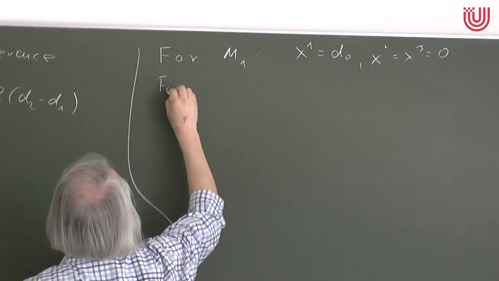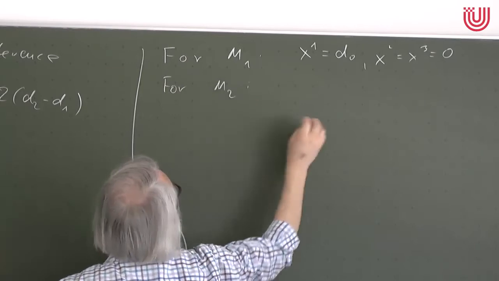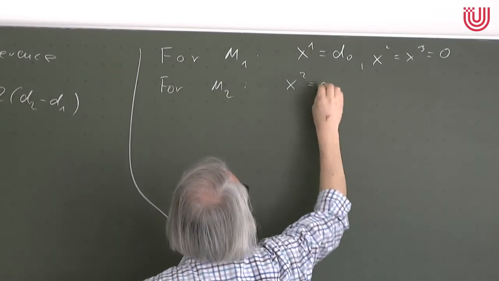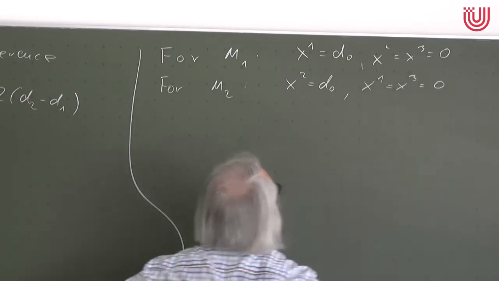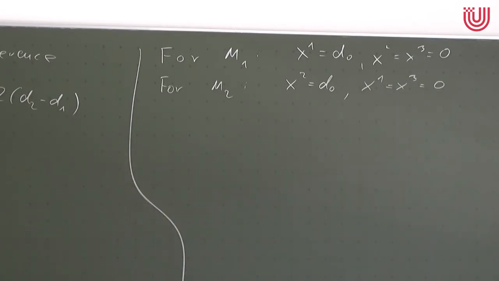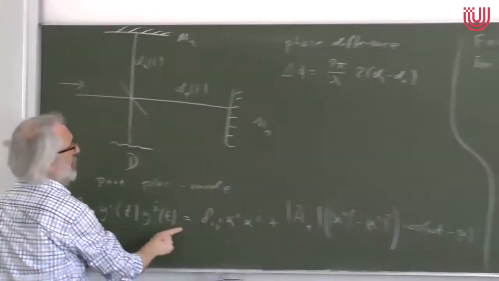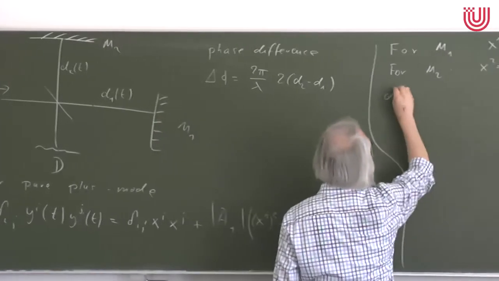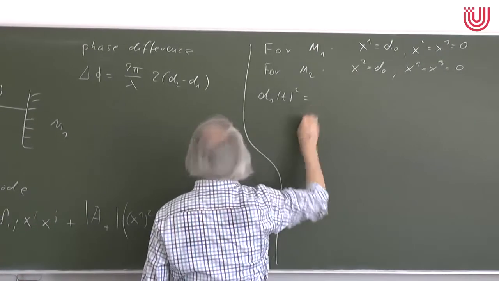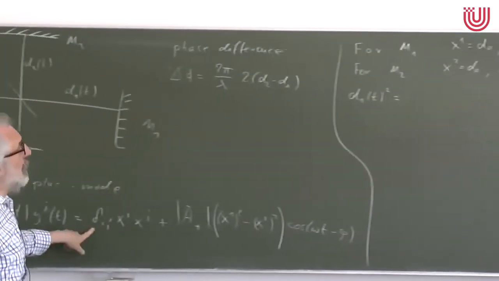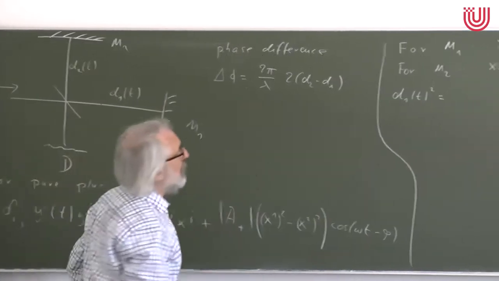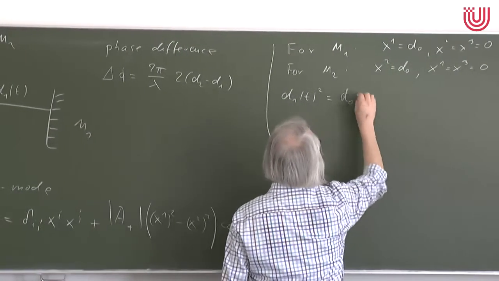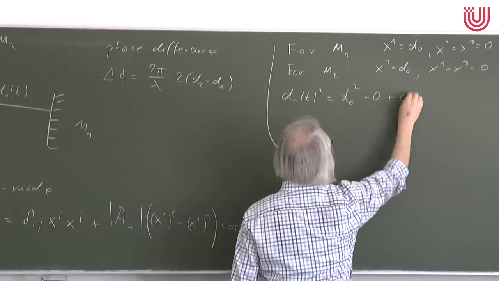And for M2, we have x2 equal to d0, right? And x1 and x3 equal to 0. Okay, let's plug this in. Then if I do this for the first mirror, I get here d1 of t squared. This is x1 squared plus x2 squared plus x3 squared. So this is d0 squared plus 0 plus 0.